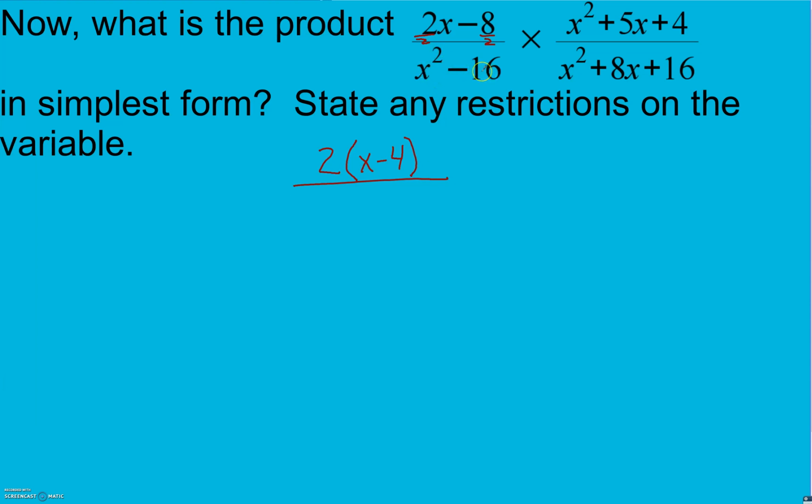X squared minus 16, again, is a difference of squares. X plus 4, x minus 4. Have to be the same number. Multiply to 16, subtract to 0, or 4 and 4. Times our numerator here of our second fraction. Multiply to 4, add to 5. It's going to be x plus 4, x plus 1. Same signs because we added, both positive. In our denominator, we need to multiply to 16, add to 8. So we're going to do x plus 4, x plus 4.